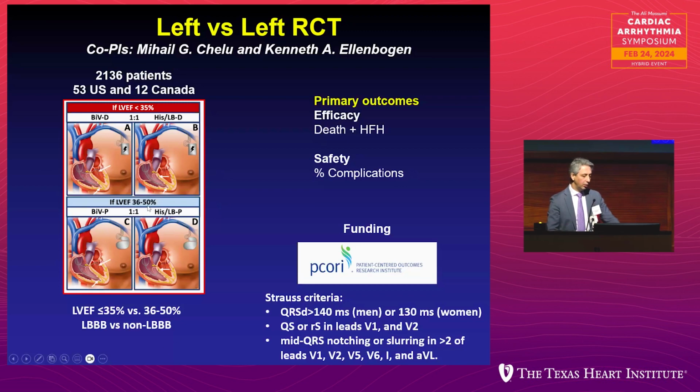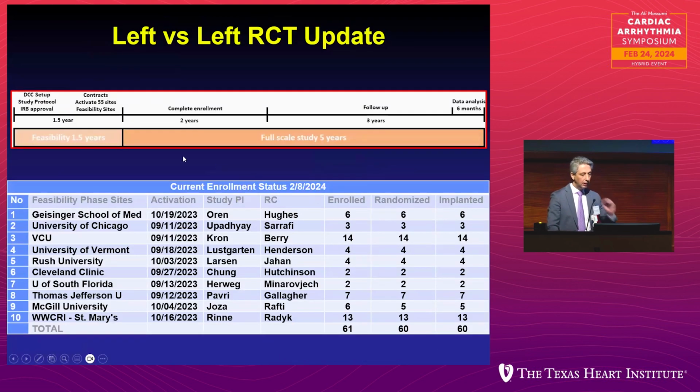And for ejection fraction between 36 and 50%, will randomize to biventricular pacemaker versus dual chamber pacemaker with a His or left bundle lead. The primary outcome is death or heart failure hospitalization. The primary safety outcome is percent of complications, and the funding is from the Patient-Centered Outcomes Research Institute.